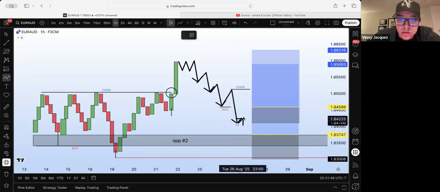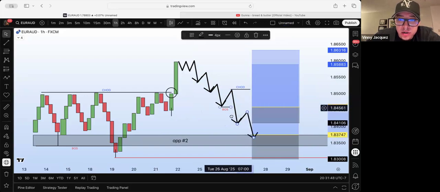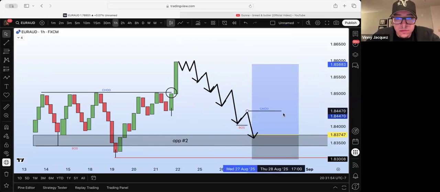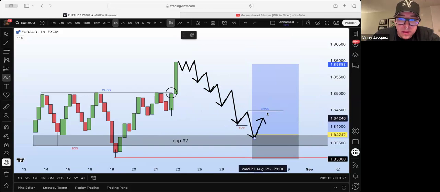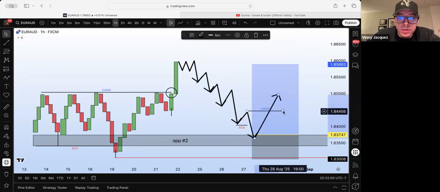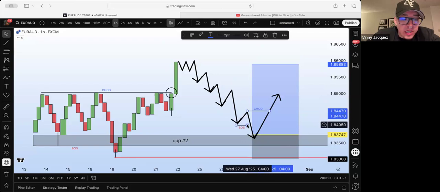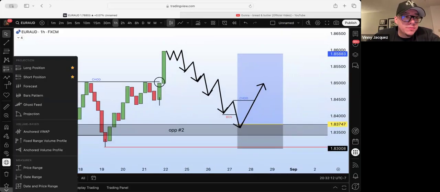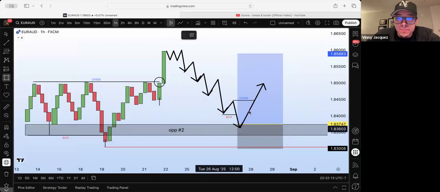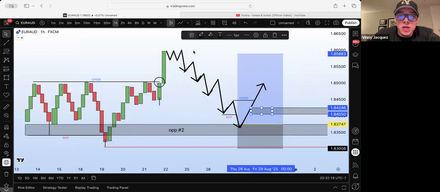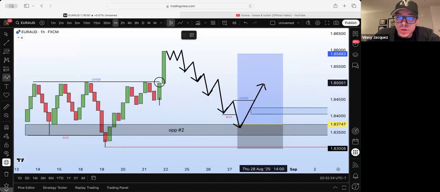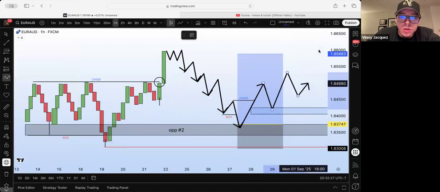Let's continue. Pull back, break a structure, change of direction line. Did we get the change of direction? Yes. So opportunity number two is the zone that they wanted to go with. So we can go ahead and we can possibly catch another opportunity when the market pulls back. I need my tools, bro. When the market pulls back, we can go ahead and continue this bullish move.